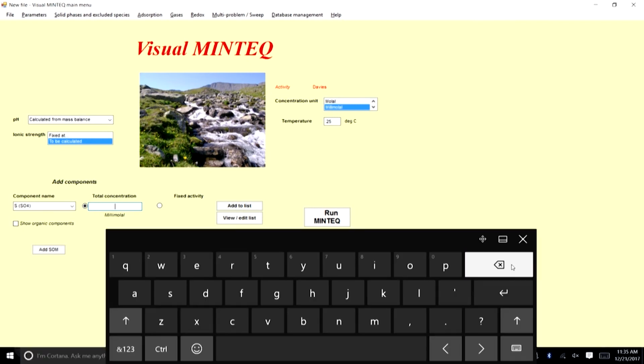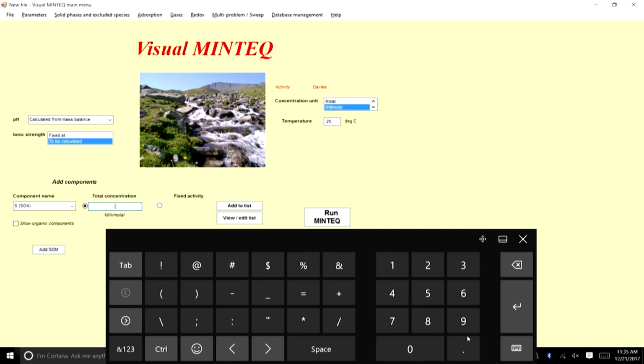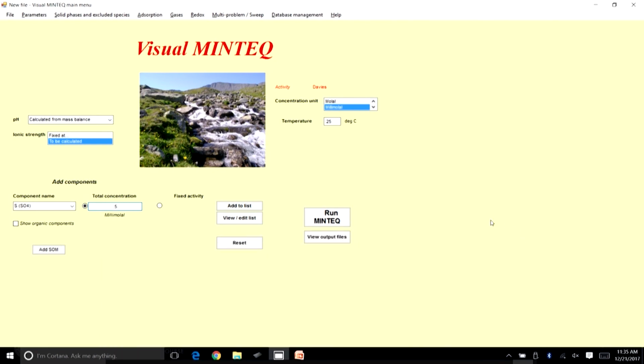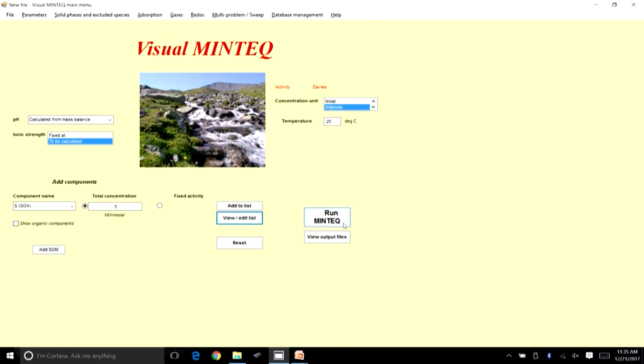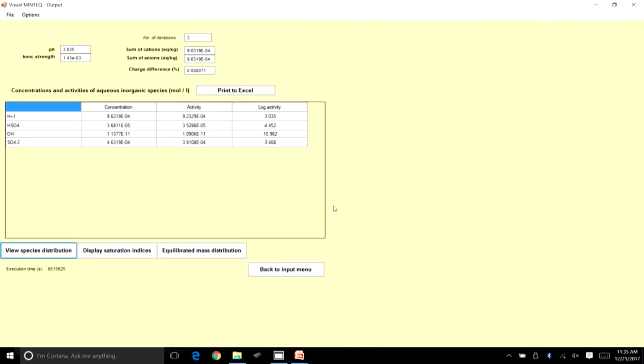And what does that mean? That means it is going to be equal to 0.5, right, and that is added to the list. Let us check that as 0.5, and I am going to go back to the main menu and run Mimintech, and I see that now again the balance comes out to be right. So the pH is again around 3.035.